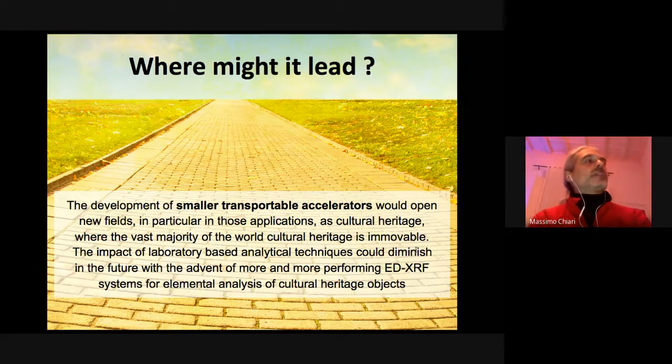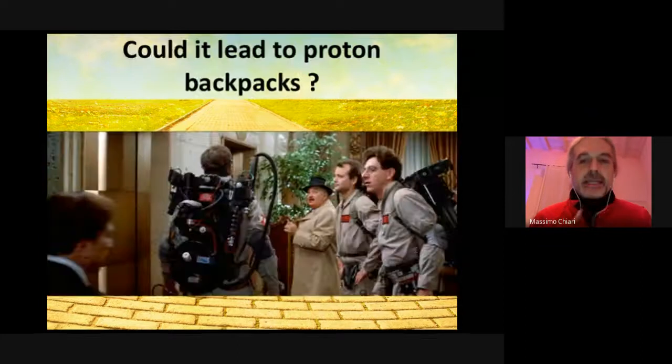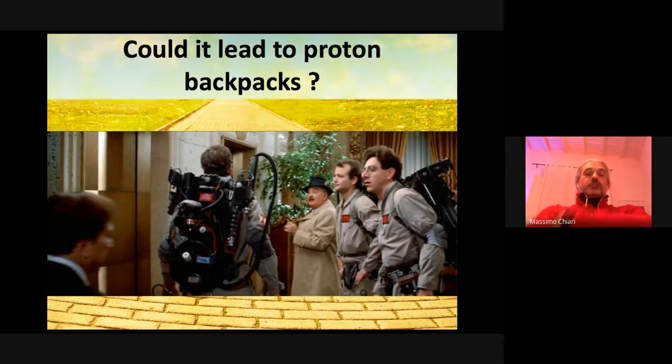So the idea is to try to bring the accelerator where the work of art is normally exposed or is resting, for example, in a restoration workshop. So that's the idea that we had. Try to build, to invent some kind of proton backpack to have an extracted proton beam like the one that we use in the Ghostbusters in the Ivan Reitman movie in the 80s, but it's not indeed possible.